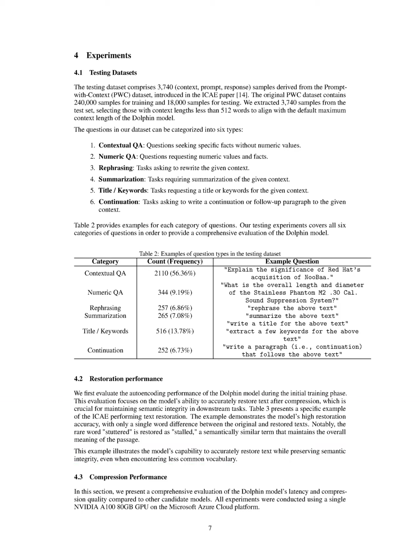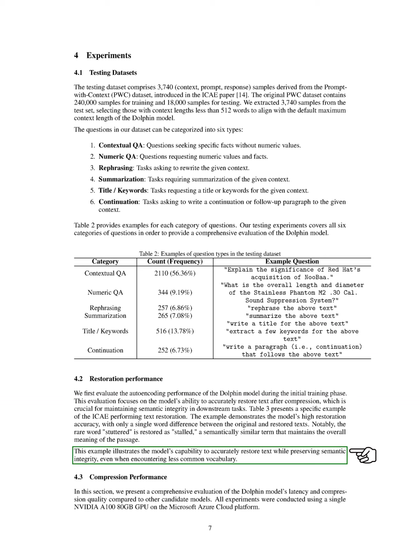Section Summary. In this section, we outline our multi-stage training process for the Dolphin model, which includes restoration training to reconstruct compressed information, continual training for generating coherent context continuations, and instruction fine-tuning for accurate query responses. We also describe our comprehensive dataset, which consists of 1.2 million samples across various domains, and detail our evaluation methodology using a diverse set of testing questions to assess the model's performance in restoration and contextual understanding.